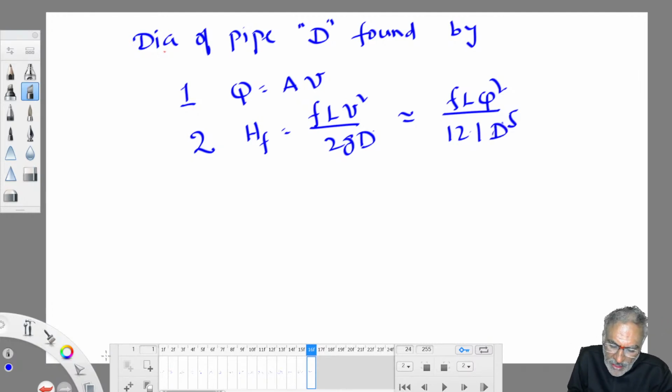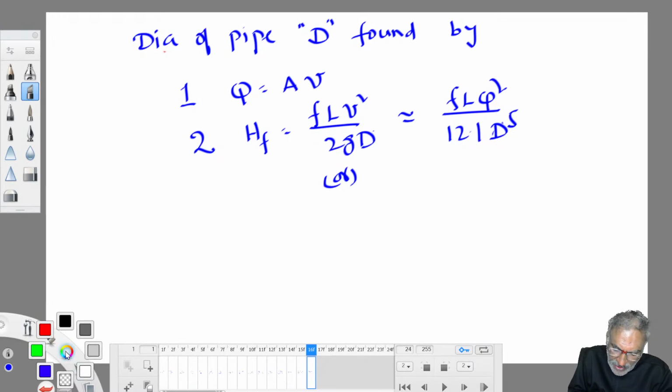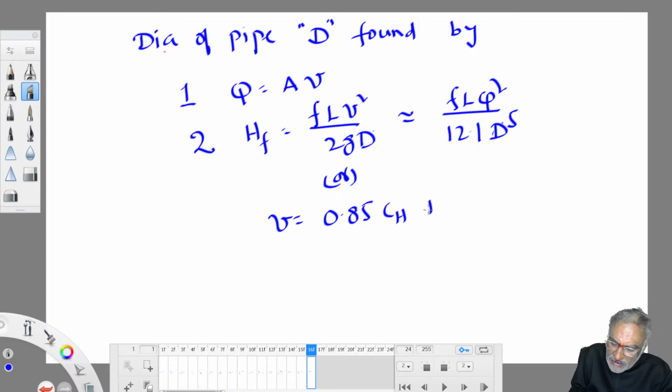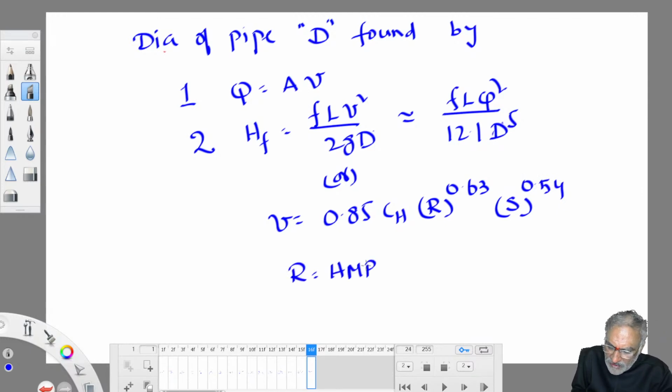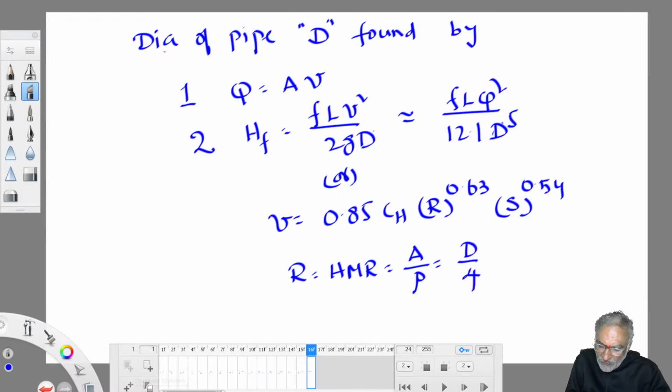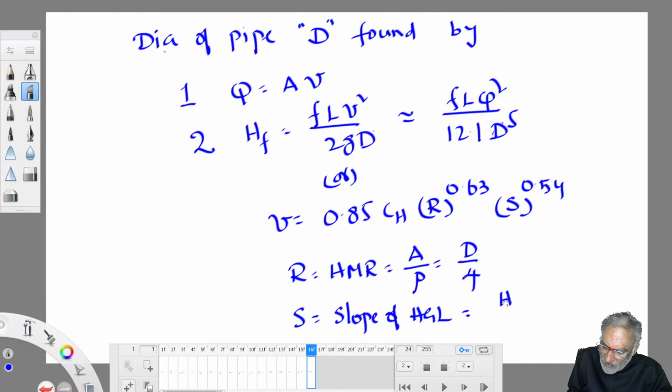You can use this equation, or otherwise one more option left with you is the Hazen-Williams formula: V = 0.85 C_H R^0.63 S^0.54. Here R is called the hydraulic mean radius, which is equal to wetted area by wetted perimeter. Since it is running full, therefore it is D by 4, and S is the slope of the hydraulic gradient line, nothing but the slope of the pipe, which is H by L. So either you can use this or use this. The choice is left to you.